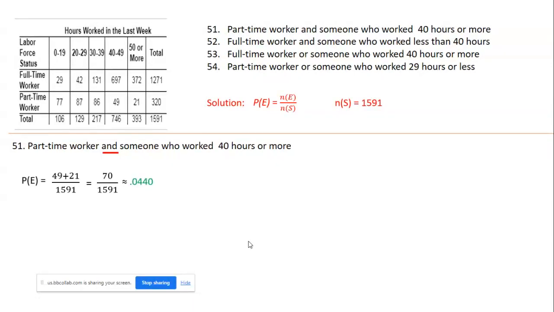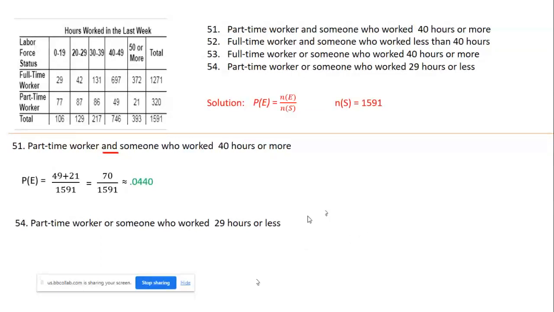Again, we have 0.0440. Okay. Now, this is 40 hours or more. I'm thinking we should have added 49 and 21, but again, we'll leave it like this. All right. So number 54, part-time worker or someone who worked 29 hours or less.